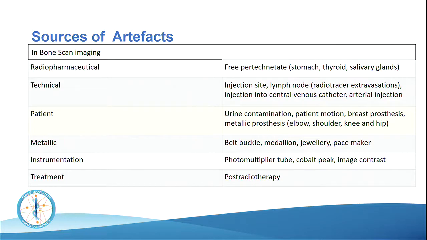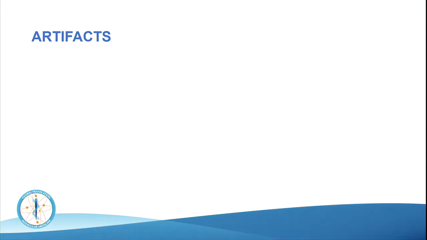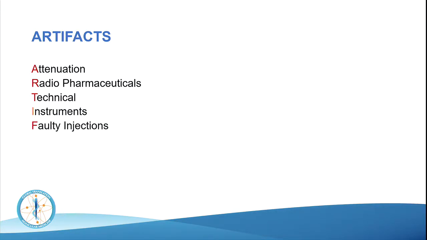We can put the sources of artifacts into various categories, but for easy understanding, you can divide them into different titles: attenuation, radiopharmaceuticals, technical issues, instruments, faulty ingestions, air, contamination, traumatic issues, and various kinds of spots. Spots here doesn't mean only hot spots; they can also be cold spots. All these spots can tilt your interpretation in various directions.